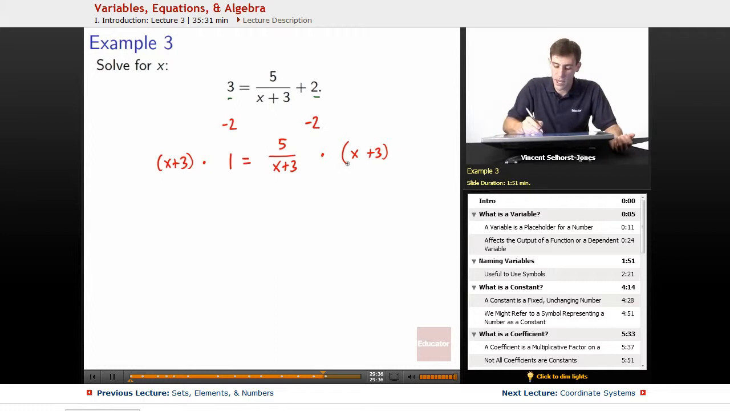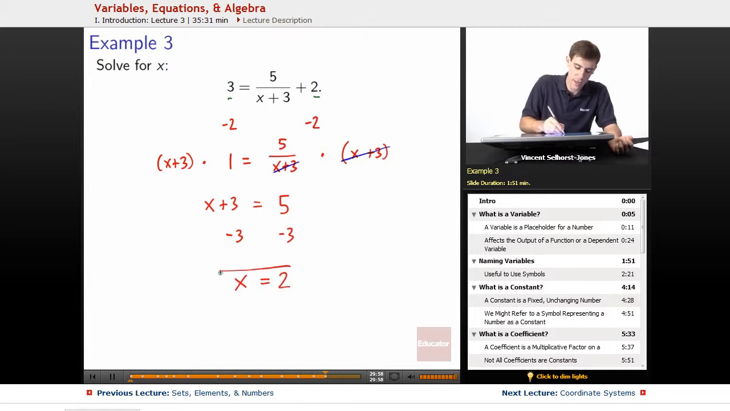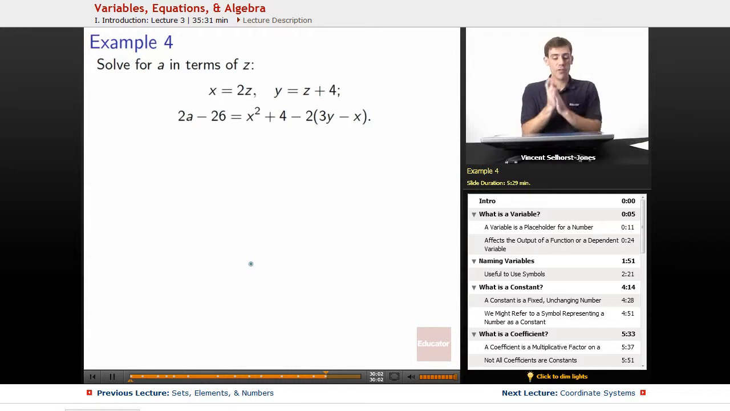So x plus 3 times x plus 3 on the bottom, they cancel each other out. X plus 3 times 1, that's just going to become x plus 3. Since we cancel out the x plus 3 on the bottom, we've got 5 here. Now we ask ourselves, how can I get that x alone? Oh, it's not too hard from here. We just subtract 3 from both sides, minus 3, minus 3. We get x equals 2, and there's our answer. Great. Example 4, final example.